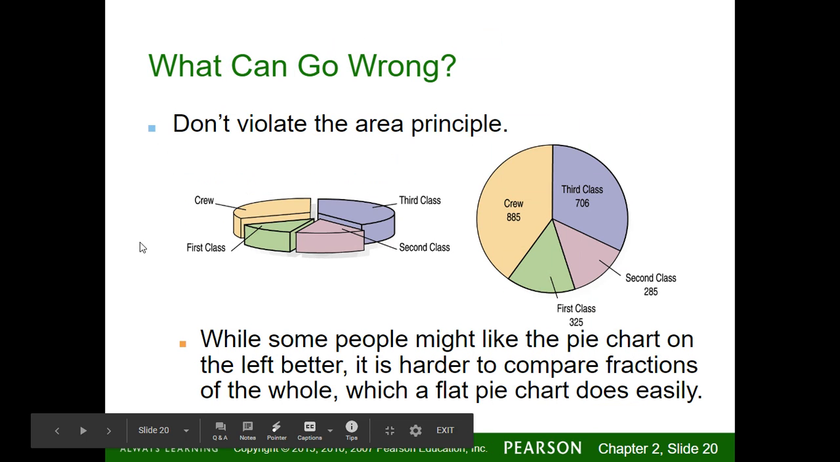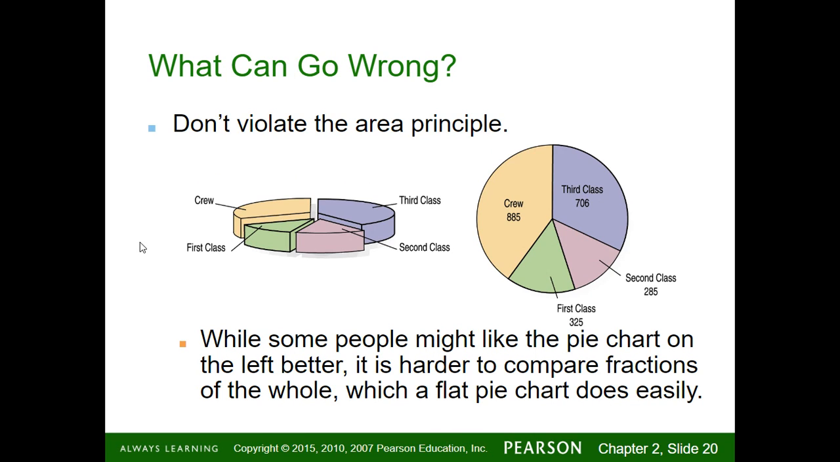All right, so that's really most of the information. There's a couple things to take note of. Things that can go wrong. Don't violate the area principle. The pie chart over here on the left looks cooler because it's 3D, but it's hard to tell if these are really different. They are, and it almost looks like the third is more in this case.